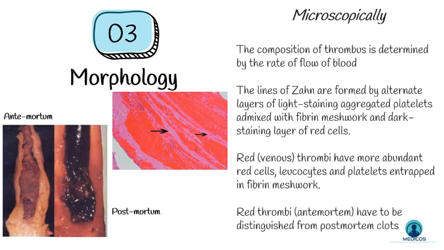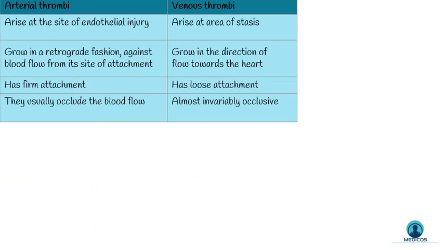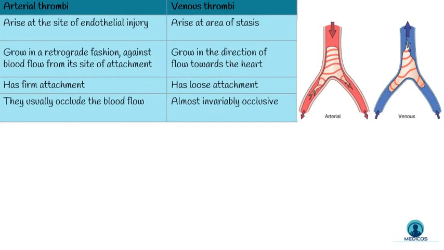When you compare the arterial and venous thrombi, arterial thrombi arise at the site of endothelial injury, while the venous thrombi arise at the area of stasis. The arterial grows in retrograde fashion against the blood flow from its attachment site, and the venous thrombi grow in the direction of flow towards the heart, as you can see in the picture. And the arterial thrombi have firm attachment, while the venous thrombi have loose attachment, hence they are propagating. And the arterial thrombi usually occlude the blood flow, and the tail may undergo fragmentation, while the venous thrombi are almost invariably occlusive.